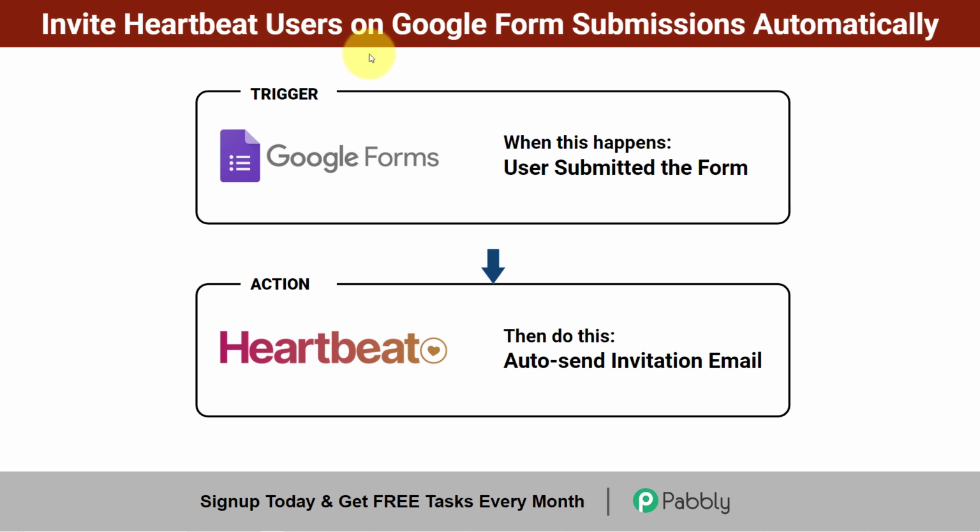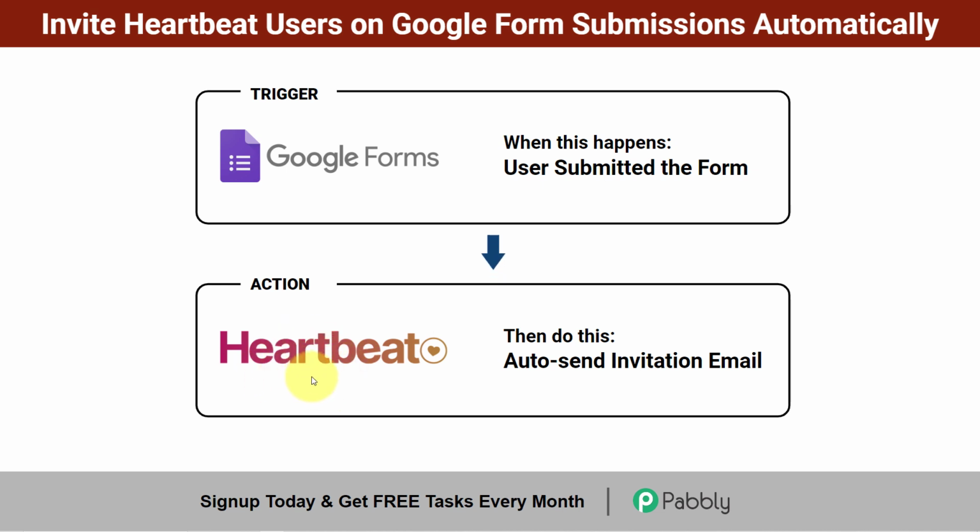How to invite Heartbeat users on Google Form submission automatically. Heartbeat is an amazing application for creating an online community, specifically for instructors, coaches, and influencers. Assume that you have created a form and you want that whenever users submit the form, an invitation link should get sent automatically via the Heartbeat application, so that on clicking that link, the user can immediately join your community which you have created using Heartbeat.